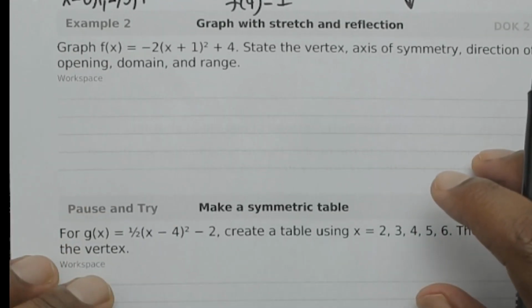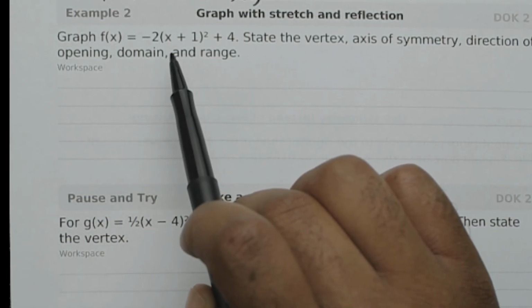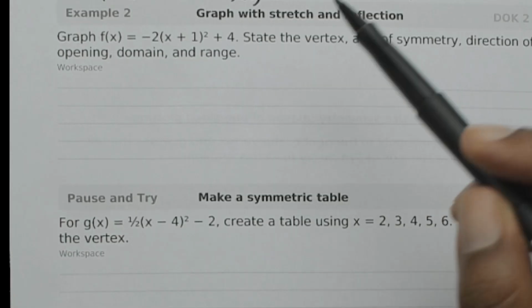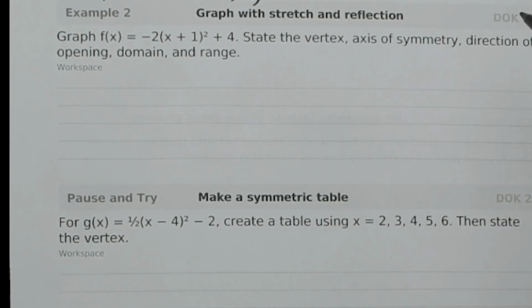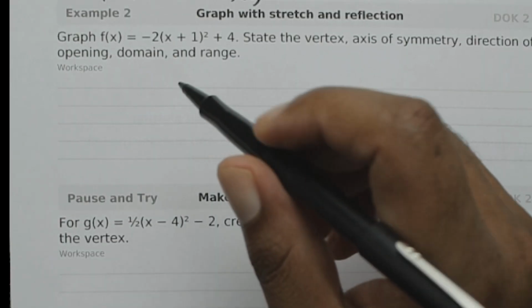All right, let's continue. We don't want to linger too much on that one. So f of x equals -2 times (x plus 1) squared plus 4. State the vertex, axis of symmetry, whether it opens upward or downward, and the domain and range. Okay, so we have our function here.